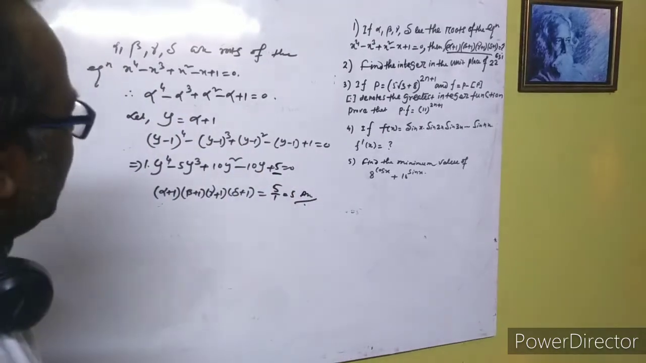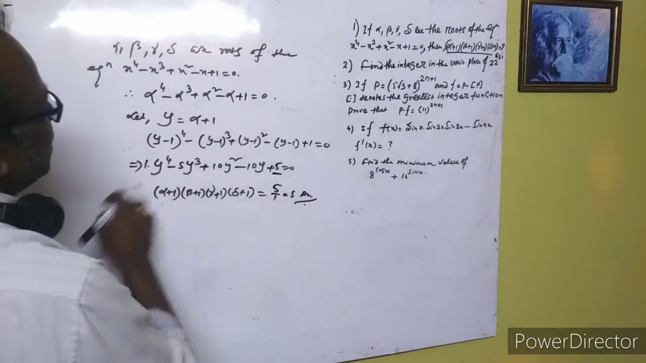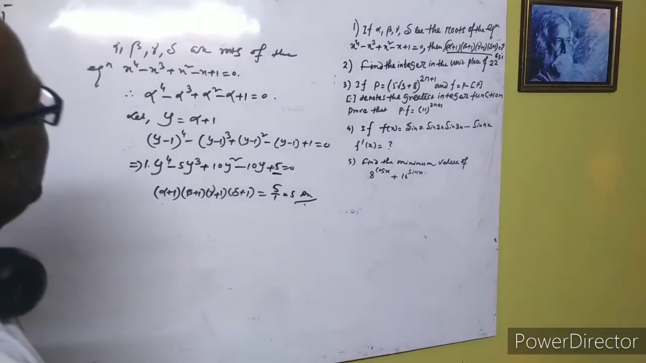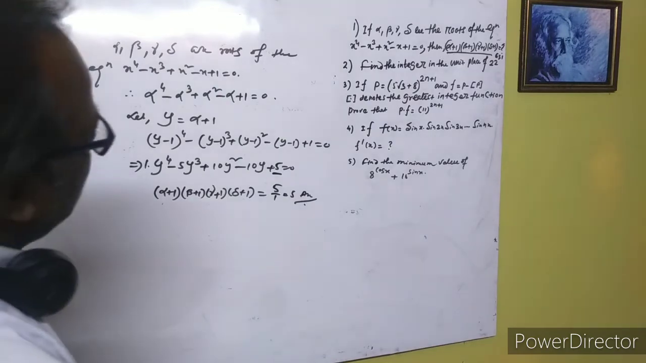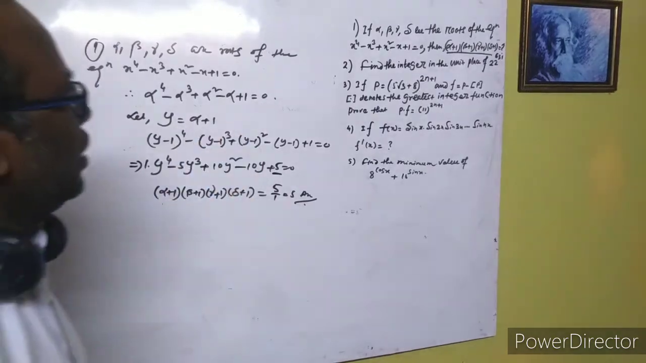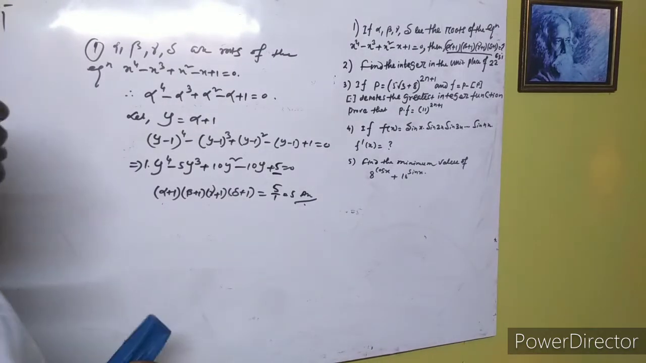Actually, the product of the roots is always the constant term divided by the leading coefficient, and as the degree is 4, we have plus here. So this is the answer for question number 1. A very technical question, and we have solved it with this technique.